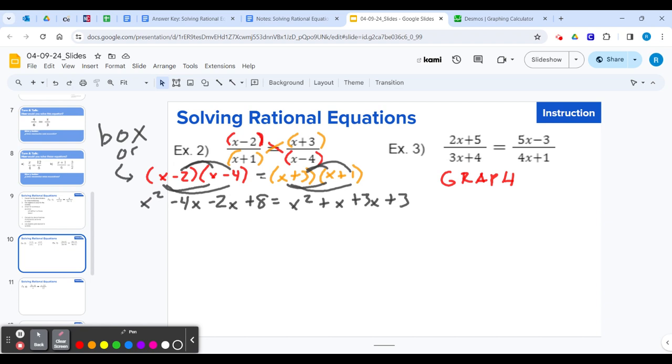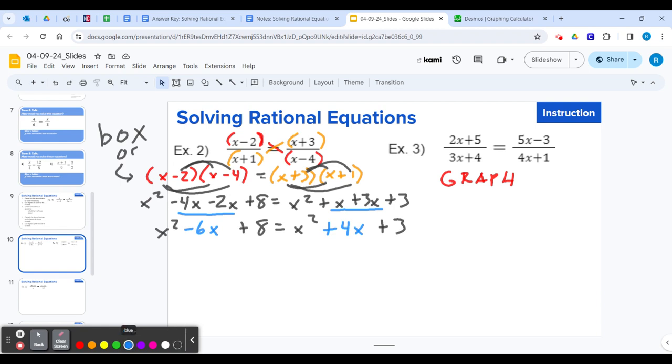Now I can combine like terms here. On the left side, I have negative 4x and negative 2x that I can combine, so we get x squared minus 6x plus 8. And on the right side, very similar, we have x and 3x we can combine, so we get plus 4x and just plus 3.